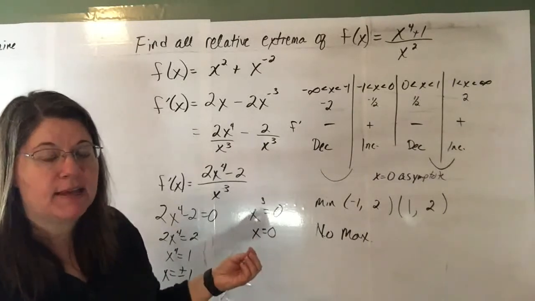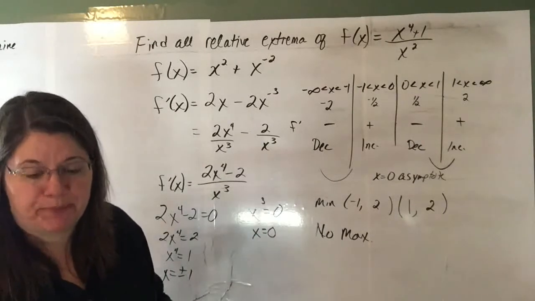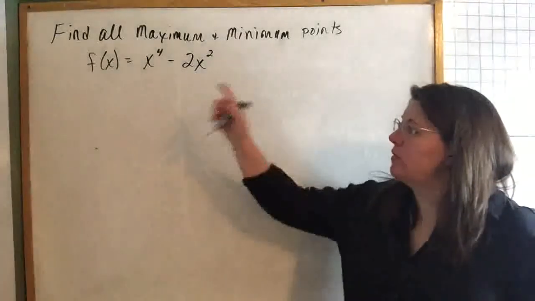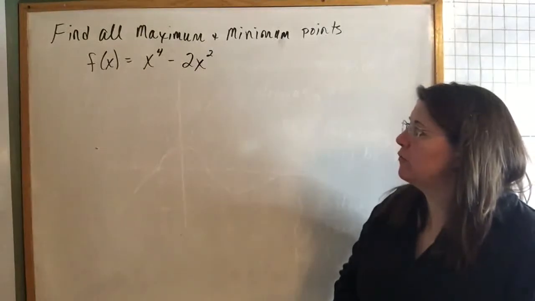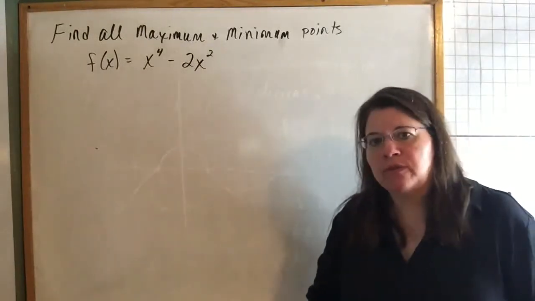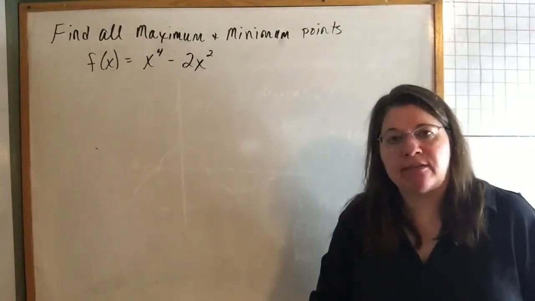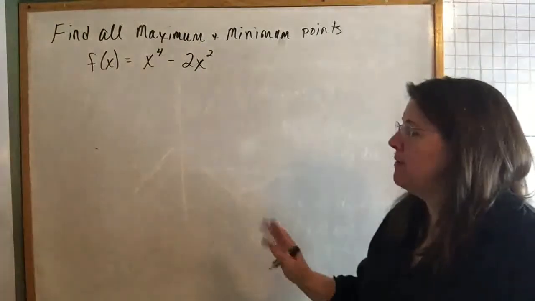There are going to be special cases that you have to pay close attention to. This one says find all maximum and minimum points for the function f of x equals x to the fourth minus 2x squared. This one's not quite as difficult. We know by looking at this one it's not going to have any asymptotes.